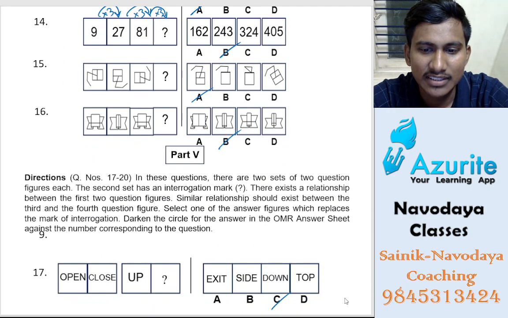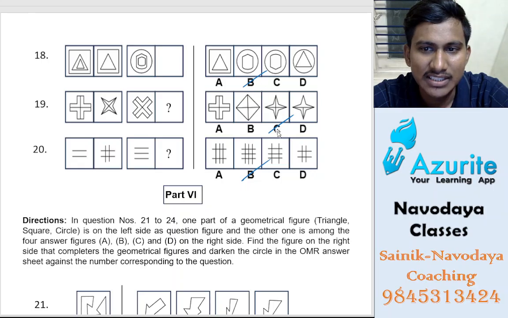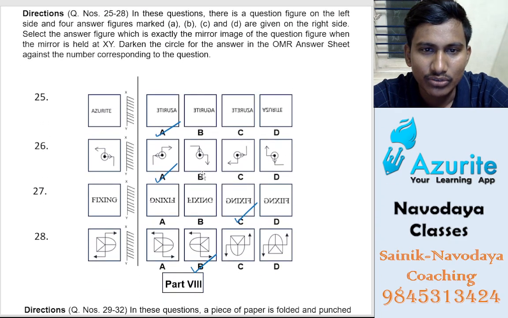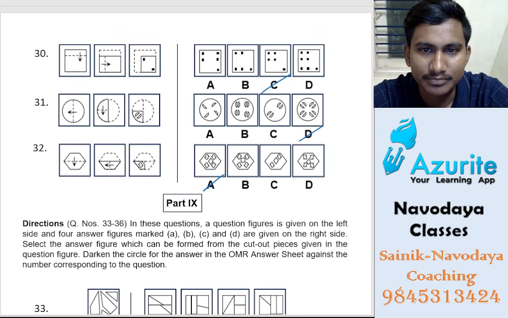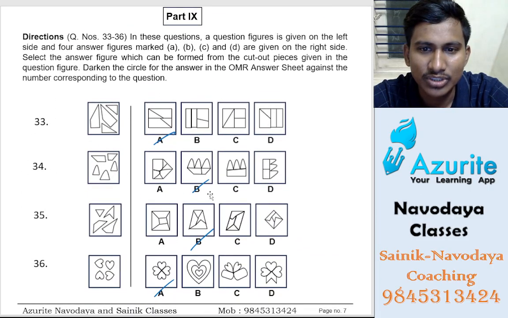Now the 17th answer is C. 18th is B, C, and 19th is C, 20th is B. 21 is D, 22 is C, 23 is C, 24 is A. 25 is A, 26 is A, 27 is C, 28 is B. 29 is B. 30 is C, 31 is D, 32 is A. 33 is A, 34 is B, 35 is B, 36 is A.